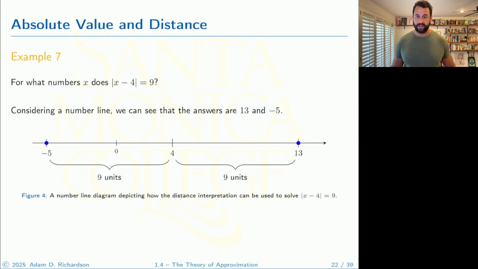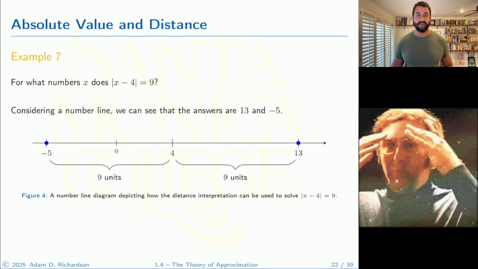Now let's draw a number line. So here's the number 4. We're going to put that right in the middle. And we're just going to count 9 units away. So we go 1, 2, 3, 4, 5, 6, 7, 8, 9. But we could also go the other way, right? So we go 1, 2, 3, 4, 5, 6, 7, 8, 9. Okay, and then our answers are -5 and 13. So the answer to this question is -5 and 13. Those are the two numbers where the absolute value of x minus 4 equals 9. Wild, huh?